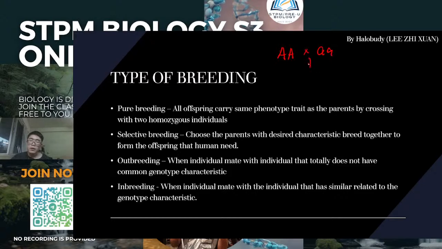So if you see this example, when capital A and small a interbreed together, they will produce this offspring. Outbreeding means that it will interbreed with an organism that totally does not have the common genotype. So it can be either this or like this, totally different. And then inbreeding is when the individuals have a similar, related genotype characteristic. So this is outbreeding, and for inbreeding it will interbreed within this.